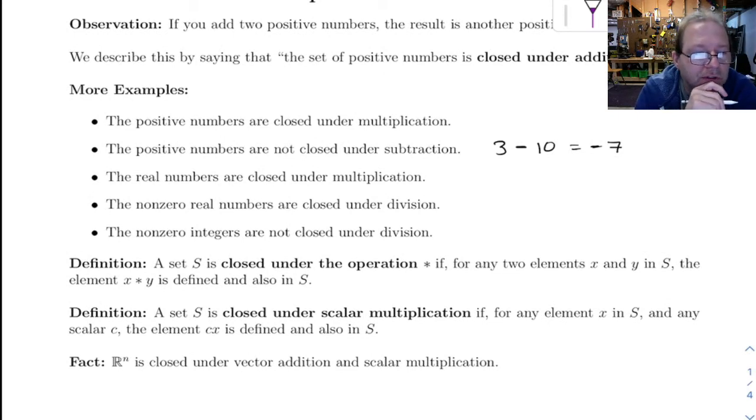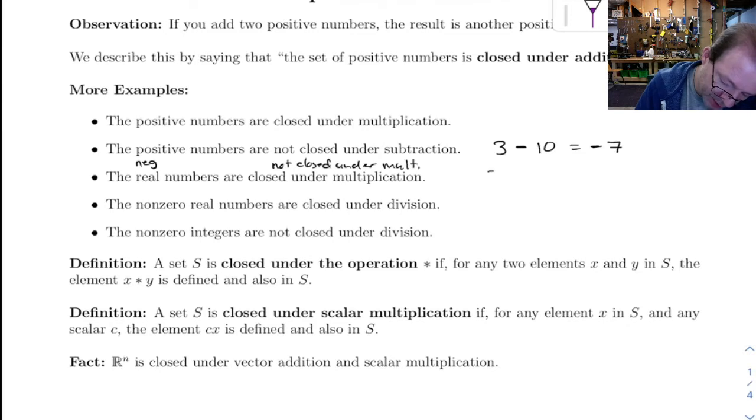The real numbers are closed under multiplication because if you multiply any two real numbers, you get a real number. But maybe I should have put this in here. The negative numbers are not closed under multiplication. And that's because if you take two negative numbers and multiply them together, you get a positive number.